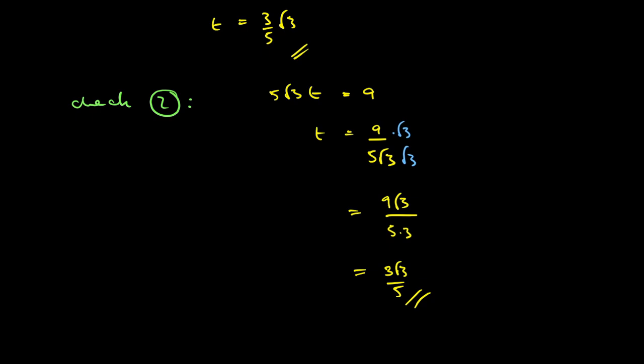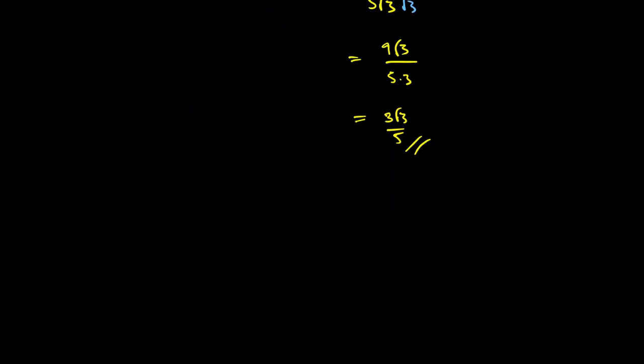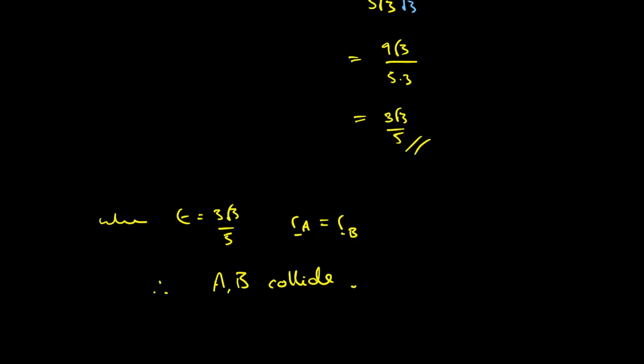So in other words, we know that when t is equal to 3 root 3 upon 5, RA will be equal to RB, and therefore A and B must collide, right? Because they've got the same position vector at the same time. Okay, so that's the core idea.